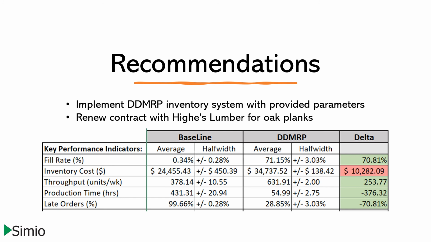Which brings us to our recommendations. We found the DDMRP system improved the fill rate, throughput, and production time. Inventory prices did increase, but the trade-off with these other metrics and the reduction in stockouts should justify the new system. As a result, we recommend the DDMRP system with the parameters we provide in our included report. Additionally, we recommend renewing their current contract with Hayes Lumber for oak planks, based on our discussion from the previous slide.